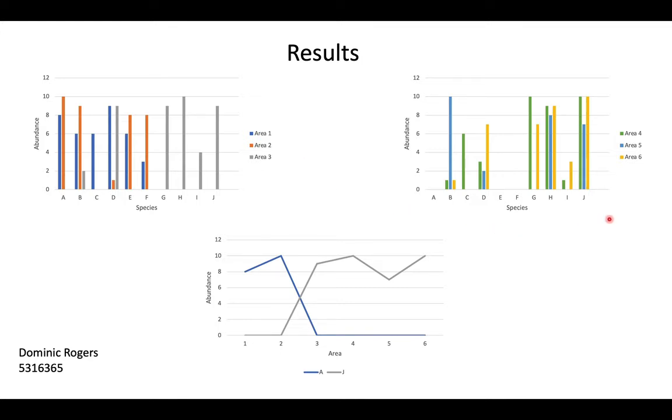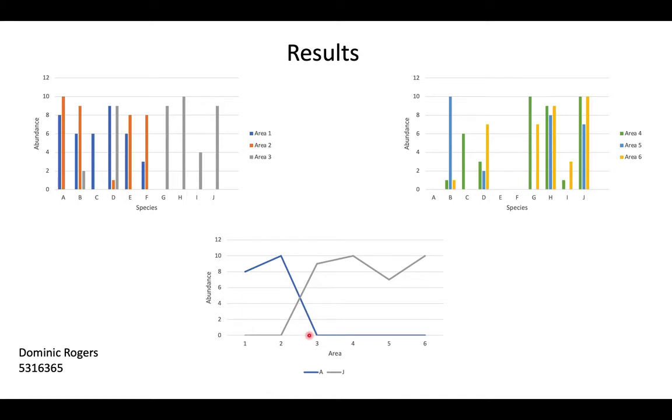Graph 2 follows the same format using data from 4, 5 and 6. We can see that species A, E and F have not been found in these areas. Finally, we can see this line chart is marked with abundance along the y-axis again, but this time the x-axis follows areas 1, 2, 3, 4, 5 and 6.